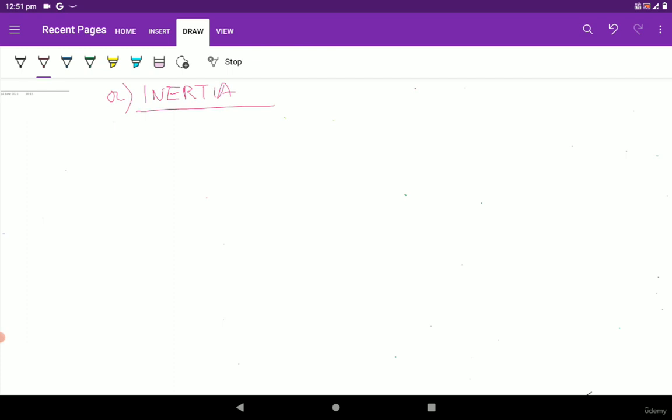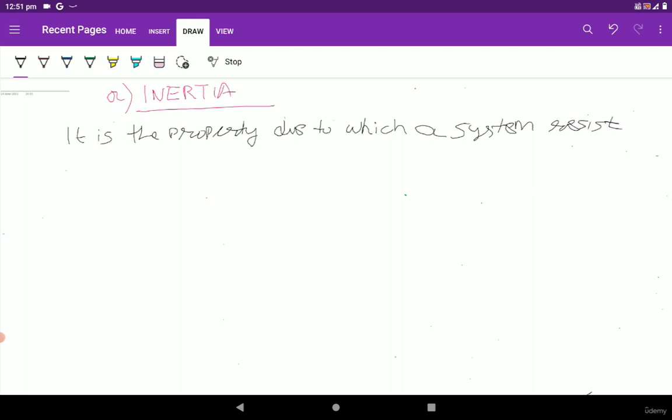So inertia is the property due to which a system resists the change in its state, either of rest or motion.